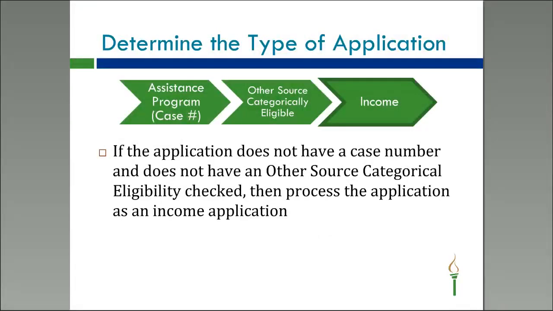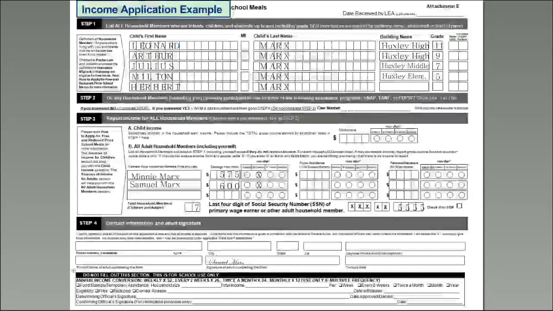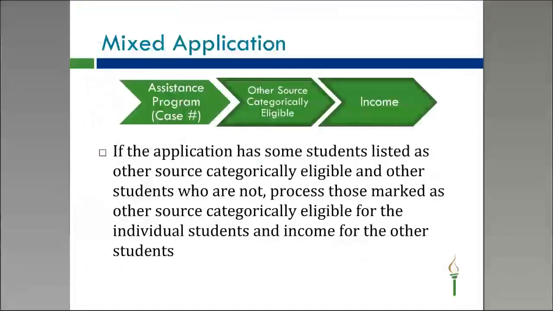The last type of application is an income application. So if the application does not have a case number and they're not marked as other source categorically eligible, then process the application as an income application. This is an example of an income application. They listed the income, but it doesn't have a case number and no one's checked as foster or homeless.